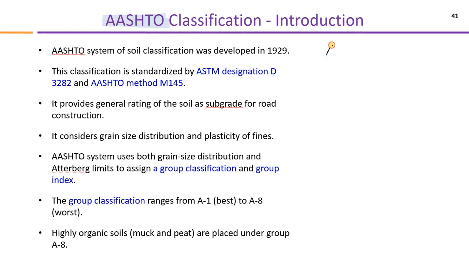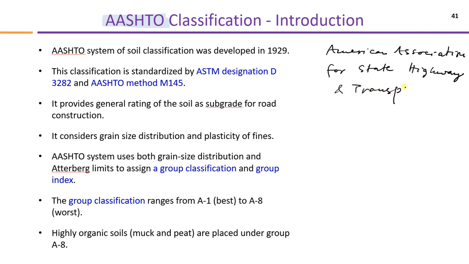AASHTO stands for American Association for State Highway and Transportation Officials. So this is the abbreviation: the first A, American Association for State Highway and Transportation Officials, AASHTO.